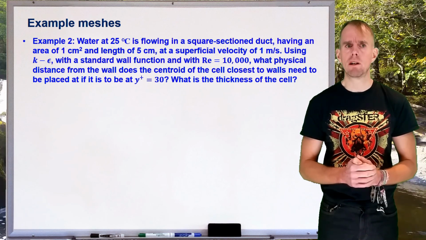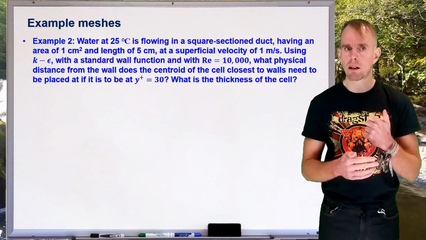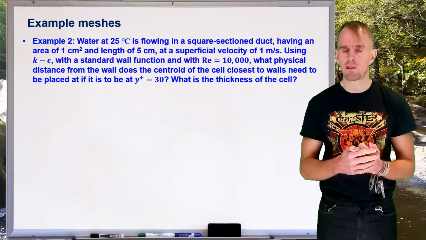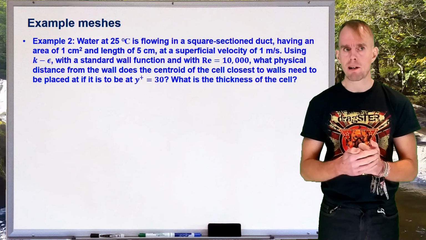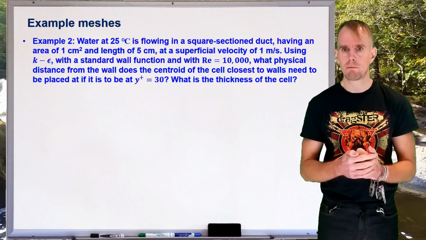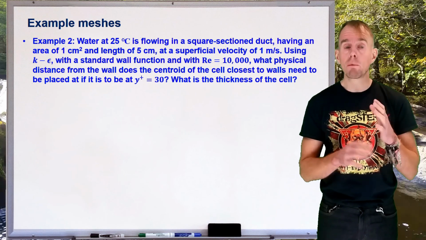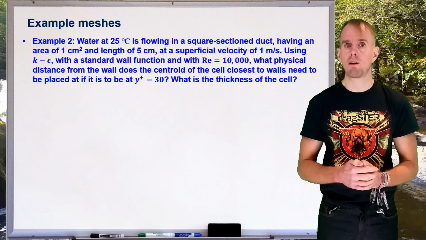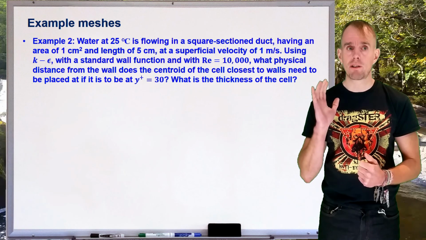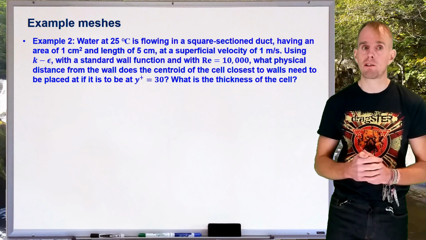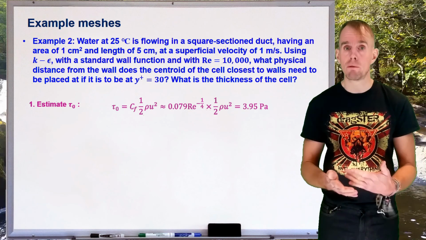And now what we need to know is the physical distance from the wall. The centroid of the cell closest to the walls needs to be placed. Now, the advice is that you place the centroid of your mesh cell at y plus equals 30. Remember, the centroid is not the same as the mesh cell. And so what we'll also want to find out is what is the thickness of this mesh cell. Now, since the physical properties, the flow geometry and the Reynolds number are the same as before, calculating where y plus equals 30 is the same as what we've done before.